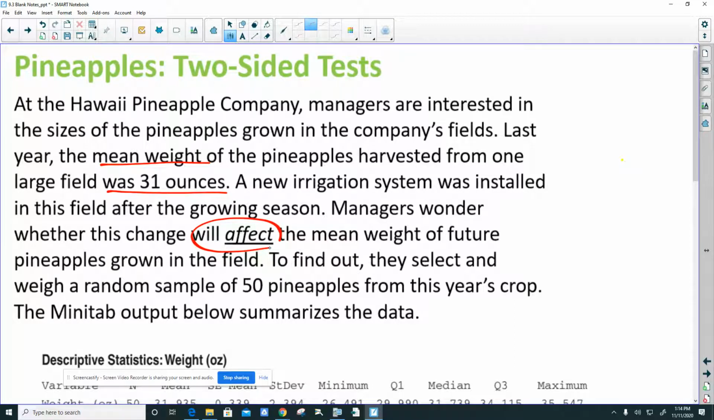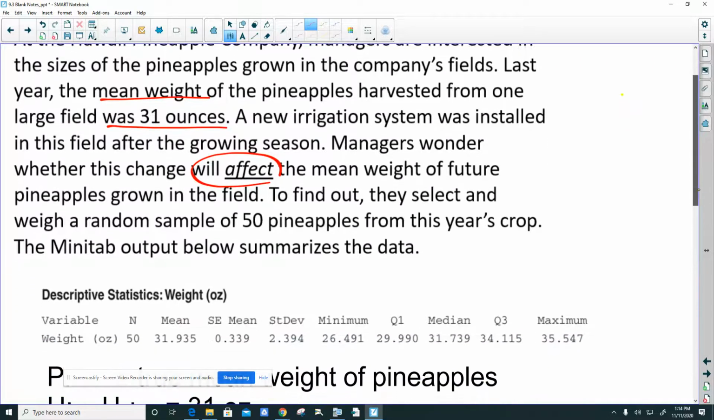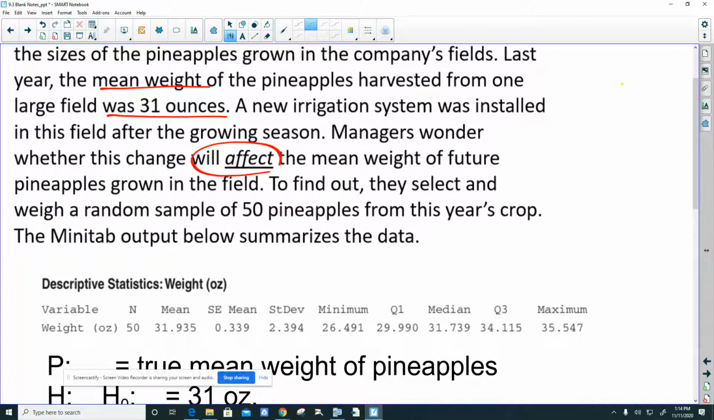It doesn't mention whether it's going to make the pineapples larger or make them smaller. It just says, is it going to affect them? So we want to keep that in mind when we're thinking of what symbol to put as our alternative hypothesis. If there's not a distinct direction denoted here, we're probably going to be using a does not equal to symbol. It says to find out, they select a random sample of 50 pineapples from this year's crop.